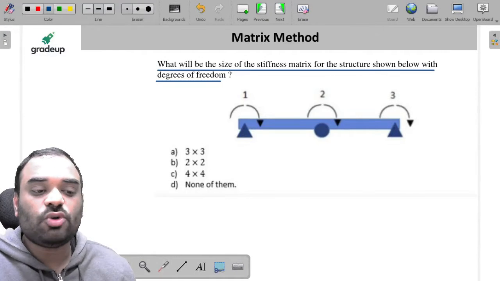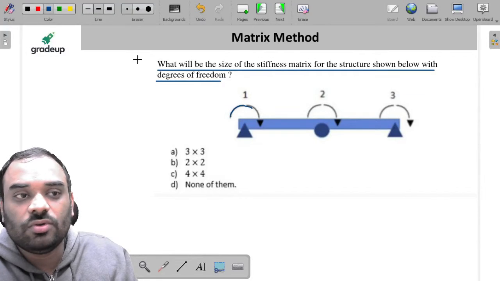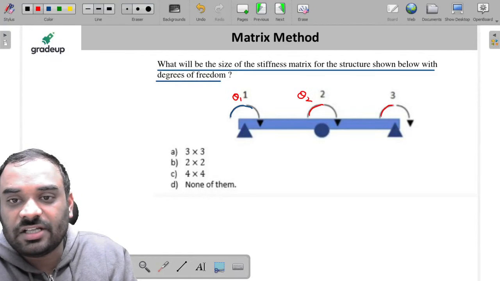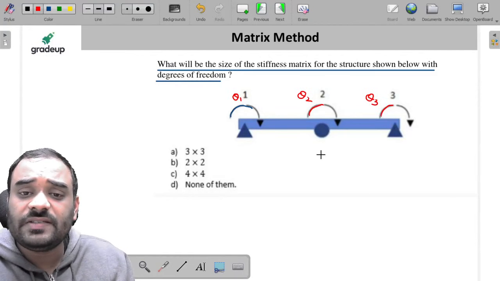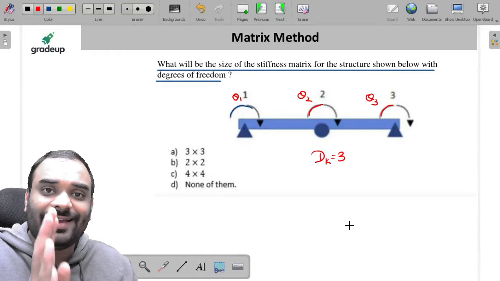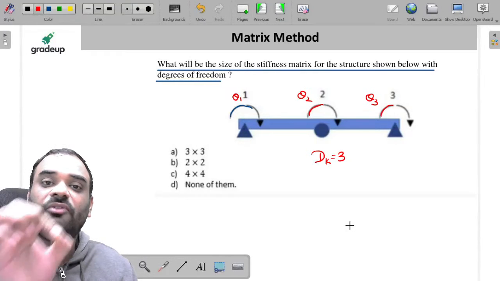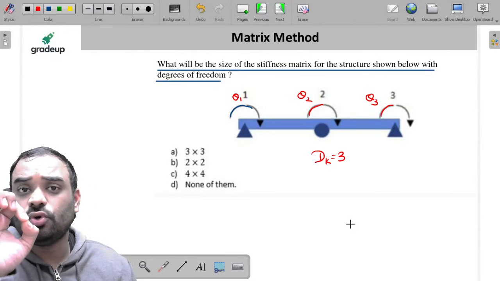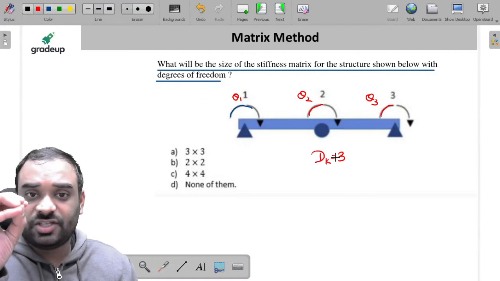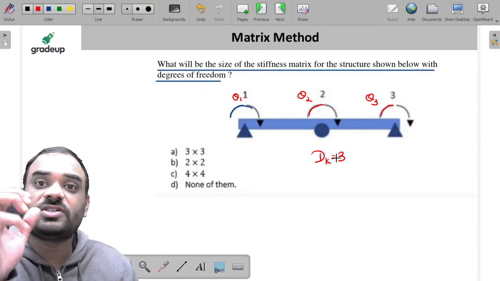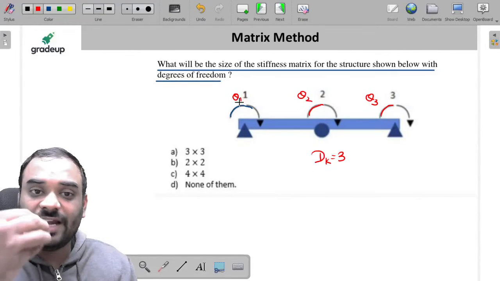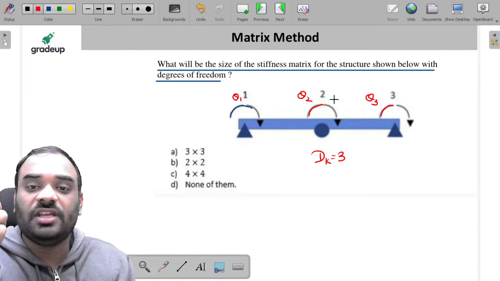So only 3 joint displacement is possible, which is theta 1, theta 2 and theta 3. So can I say that, my dear friends, Dk is equal to 3. And whatever your kinematic indeterminacy is, this is the order of stiffness matrix. It also shows the number of coordinate directions which are to be present on our principal structure. This is your principal structure on which we are writing the unknown joint displacements like theta 1, theta 2 and theta 3.